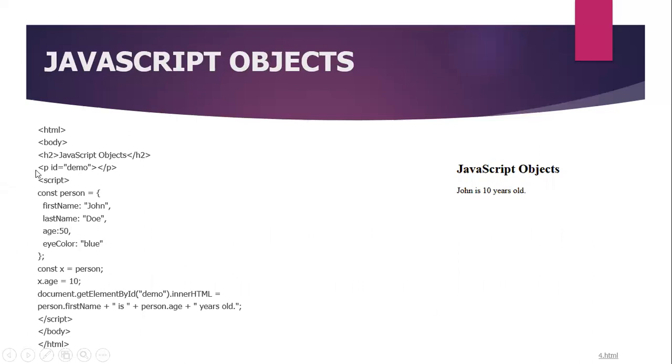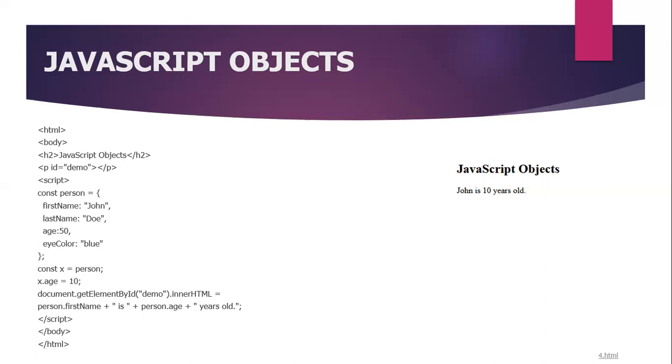This is an example for referencing object literals. So const person is equal to firstName John, lastName Doe, age 50, eyeColor blue. Next, I am giving X is equal to person. So the person values, first name, last name, age, and color, will be saved under X also. So X.age, I'm changing the age to 10.